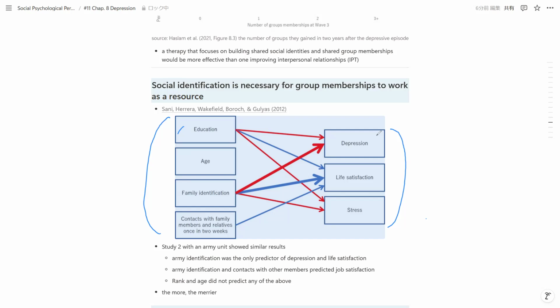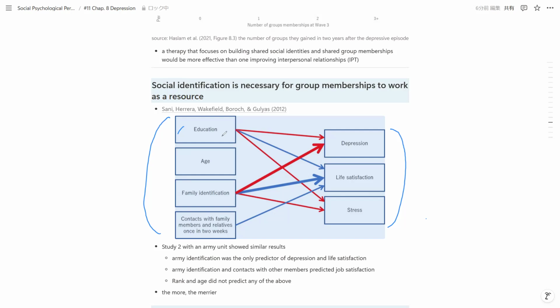Blue lines indicate a positive association between variables. Education was positively related to life satisfaction: those who received higher education tend to have higher life satisfaction. Education was also negatively related to stress, meaning that those with higher education experienced less stress. This is pretty much consistent with social determinants of health. They also checked age, but age was not related to any of the dependent variables. Maybe there are correlations, but after controlling for other variables, age was not a reliable predictor of the outcomes.